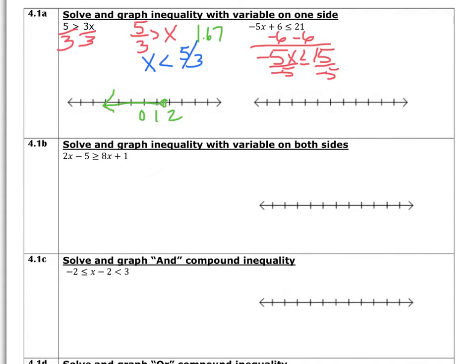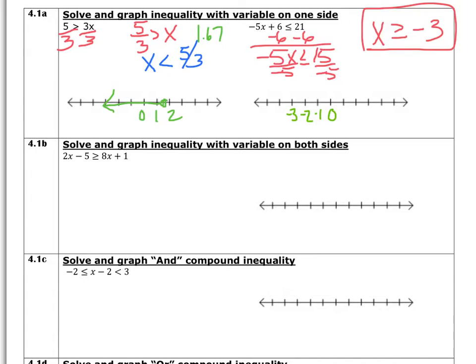Now be careful, when you divide by a negative, you actually have to flip the inequality symbol. So the new inequality is going to be x is greater than or equal to 15 divided by negative 5, which is negative 3. So this is the inequality, and we need to graph that. So we need to have negative 3 on the number line. So let's just go ahead and put 0 here, negative 1, negative 2, negative 3.